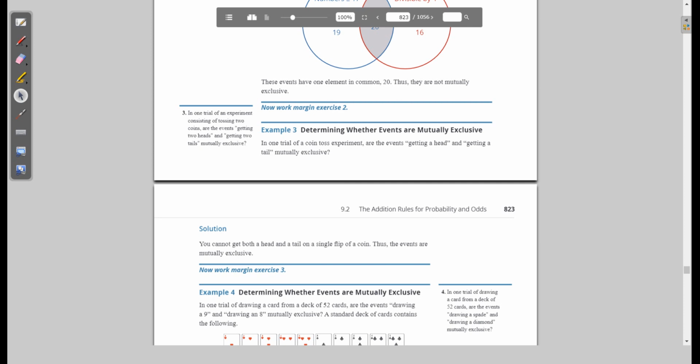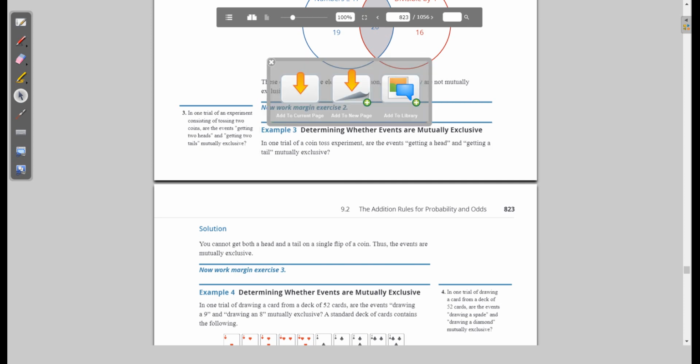All right, so we know Venn diagram here. So in one trial of a coin toss experiment, are the events getting a head and getting a tail mutually exclusive? Well, when you toss a coin, how many outcomes can you have? Well, you can only have one outcome, right? And it's either going to be heads or tails, right? So in this particular case, yes, they are mutually exclusive.